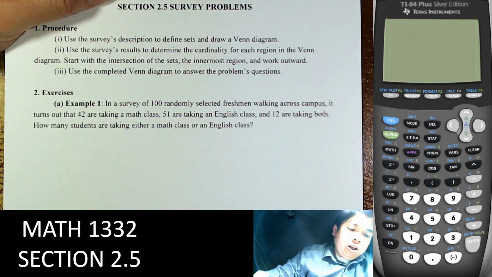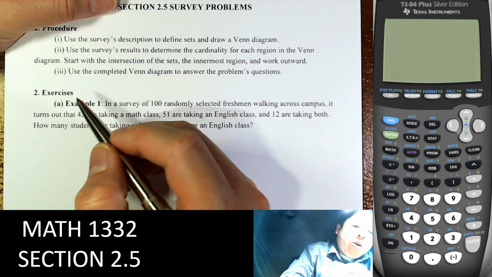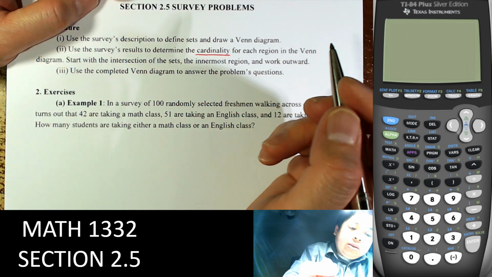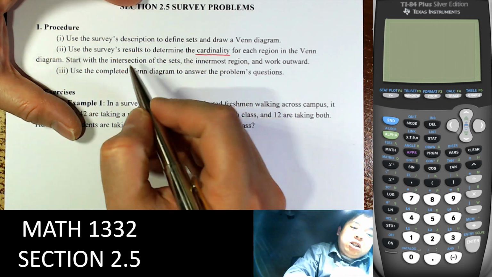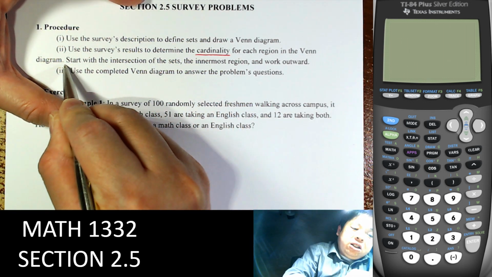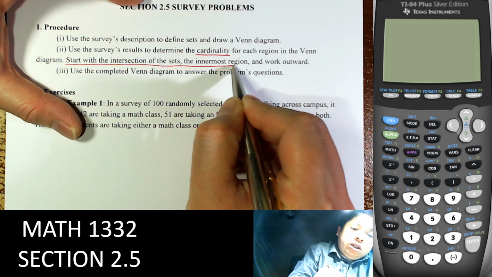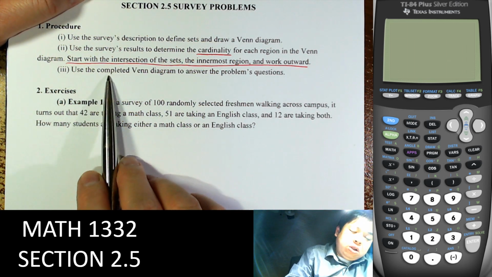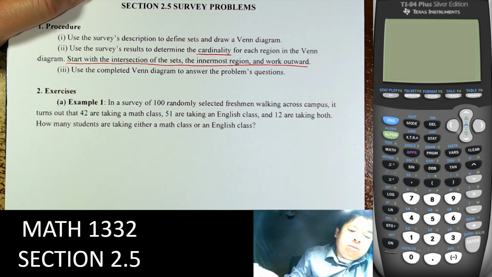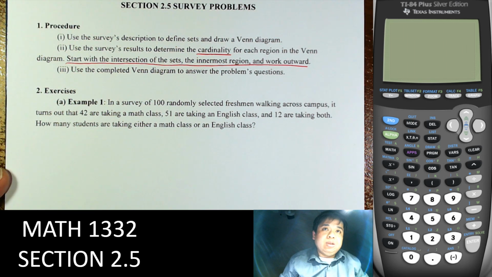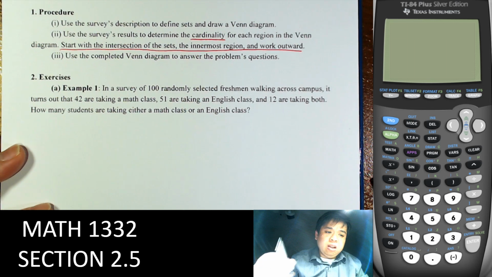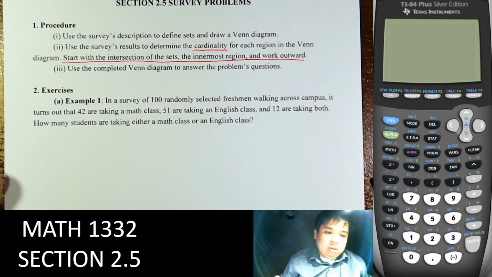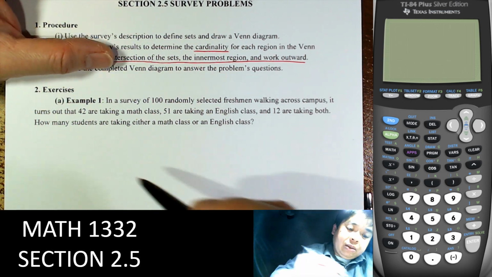So the key for this problem, we use the Venn diagram, but this time we focus on the cardinality, so the cardinal number. And what we focus on is to start with the intersection, the innermost region, and then we work outward, so inside out, and use the completed Venn diagram to answer the question. Right, so that pretty much we focus on starting from the inner and then working outward. So let's just jump right into a problem, so we see what that will look like.